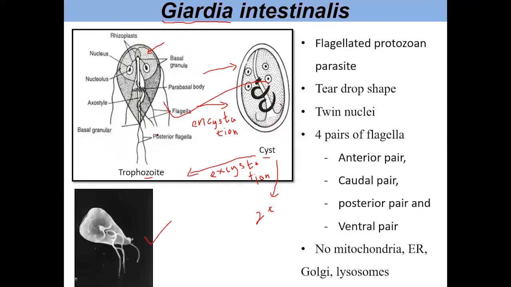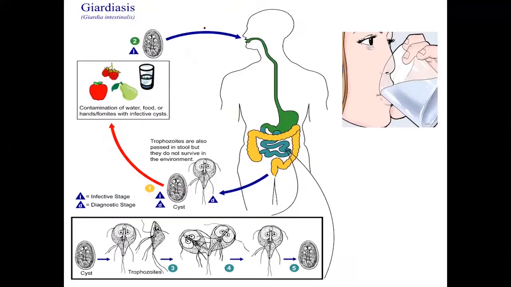So, this Giardia species can cause the disease known as giardiasis. Then if we move to the life cycle, here the host is the human. Human is the host. This is a direct life cycle because there is no other host. Only one host is involved in the life cycle of the parasite.